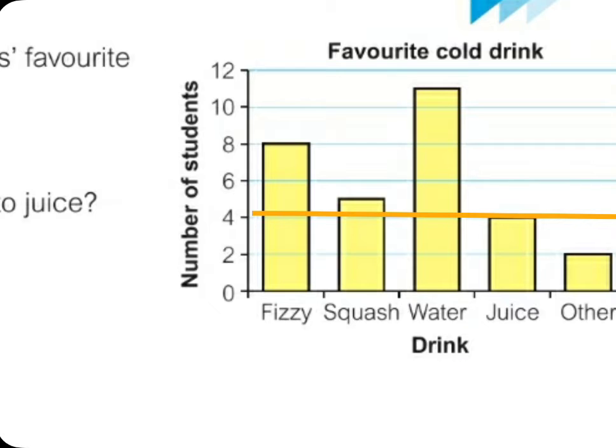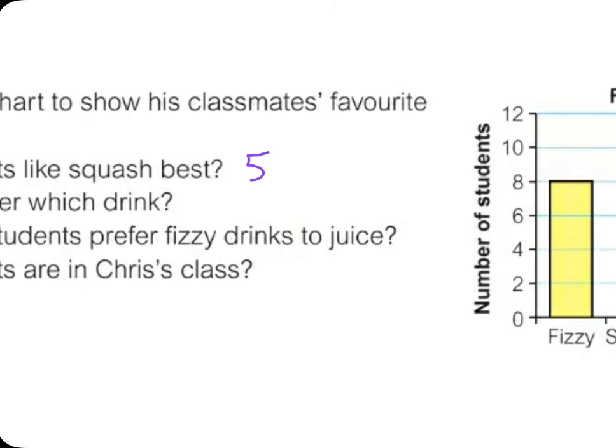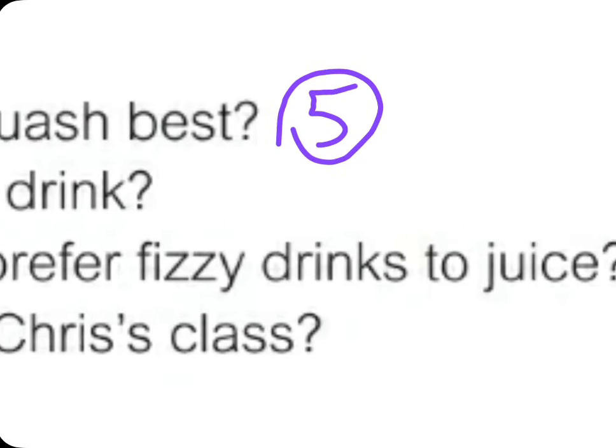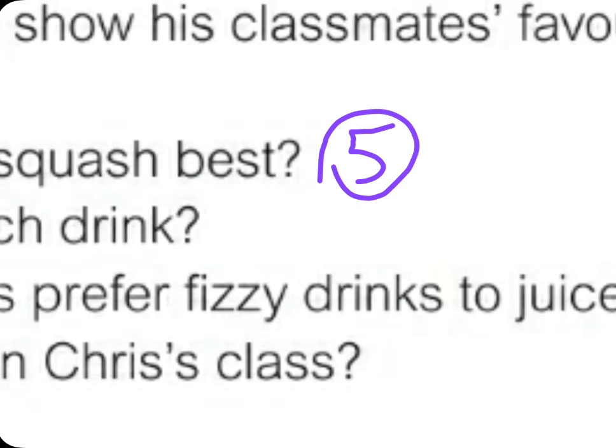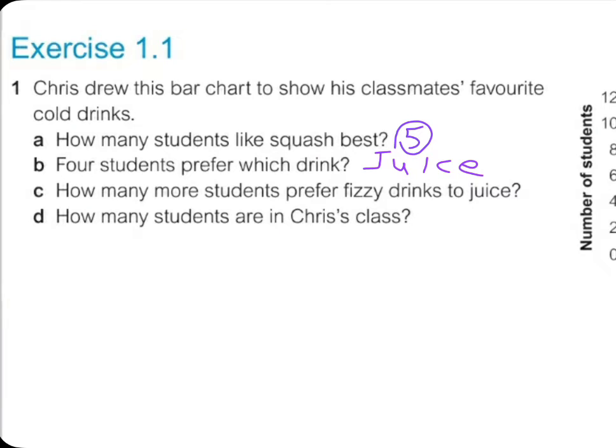Now let's take a look at the bar chart here. This one is the same as the line. So this is the answer to the question. So 4 students prefer juice. We write this in front of the question. Let's put it here. So the answer is juice. Very good. Juice.